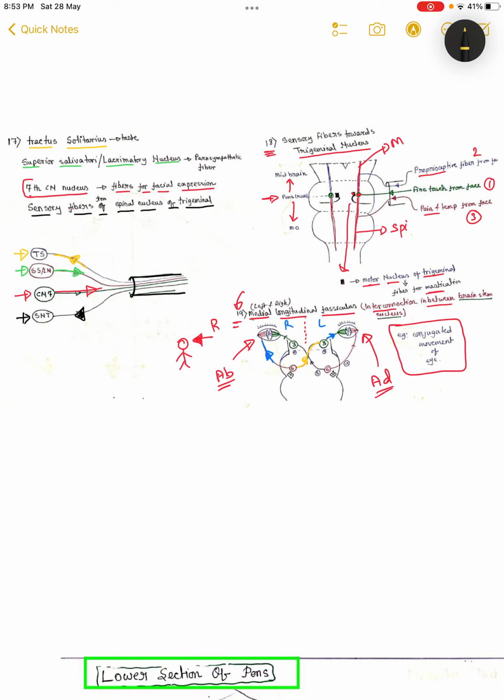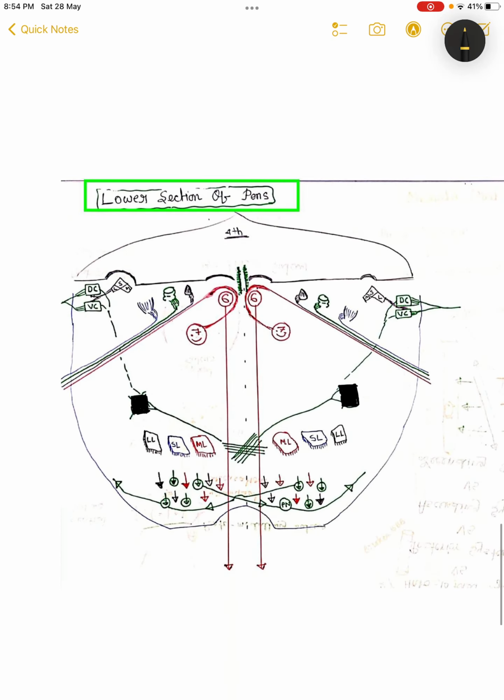Now I hope you guys already understand the concept, right? And the other nucleus will be inactivated, and all these fibers are collectively known as what? Medial longitudinal fasciculus. I hope this quick example can make you understand the whole system. Now let's move forward.